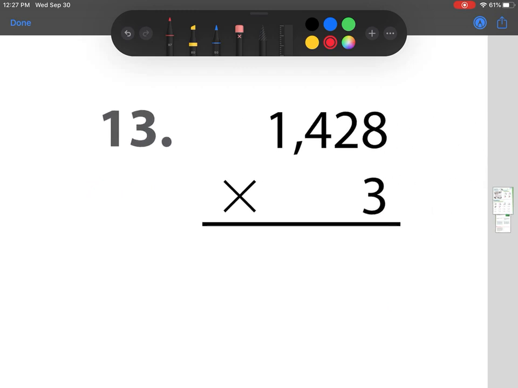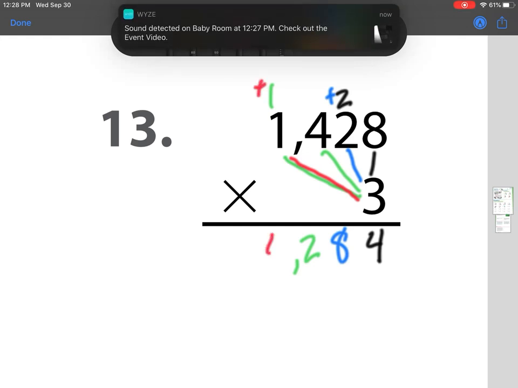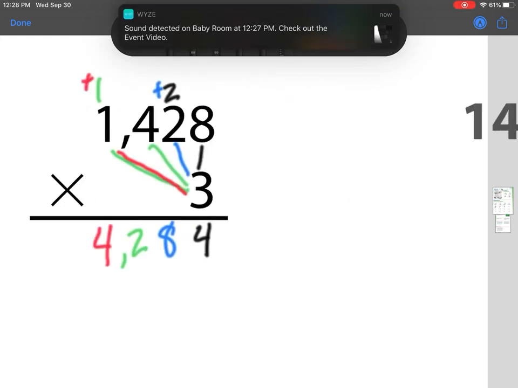Heading off to number 13. 3 times 8 is 24. Regroup that 2. 3 times 2 is 6, plus 2 is 8. 3 times 4 is 12. Regroup that 1. And lastly, 3 times, but I didn't change that color, 3 times 1 is 3, plus 1 is 4. 4,284.